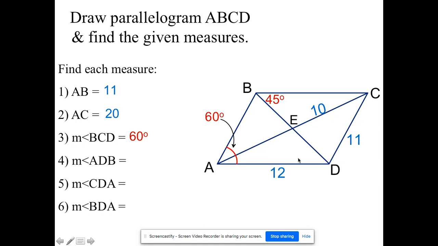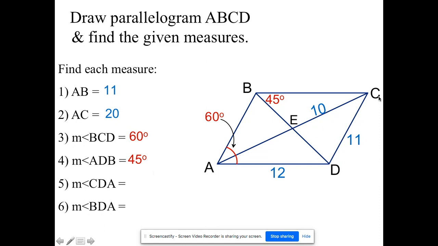Angle ADB right here is this piece where my cursor is. This is a tricky one, but one thing we have to remember is that it is a parallelogram, so these lines right here are parallel. We have a diagonal going through, and the diagonal, if we were to continue it, is just a transversal. So if you remember the alternate interior angles, the 45 degrees up here would be 45 degrees down here, because they're alternate interior angles with the parallel lines and transversal.